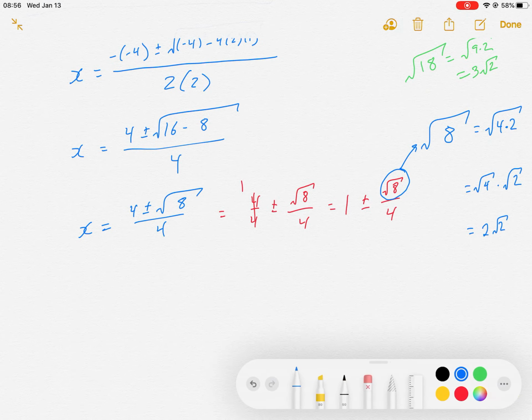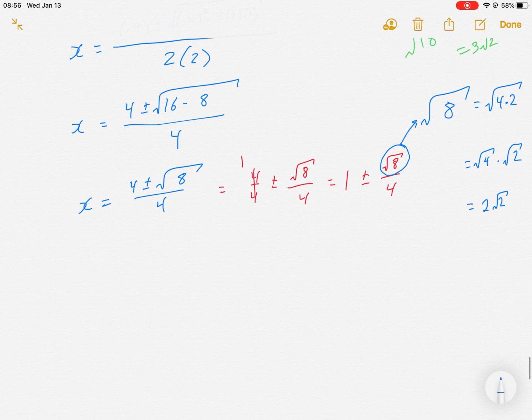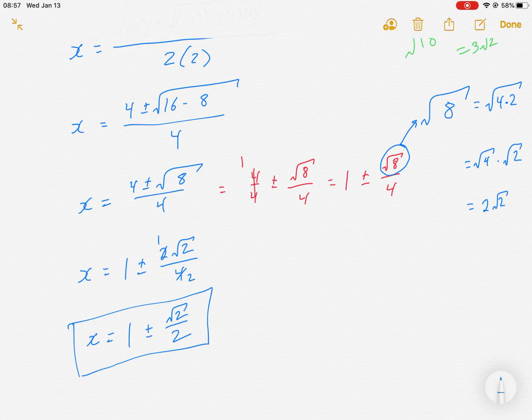Okay, but going back to our problem here. So what we have now is that x equals 1 plus or minus 2 root 2 over 4. The 2 and the 4 simplify to 1 over 2. So my final answer would actually be 1 plus or minus the square root of 2 over 2. Those are my two x-intercepts.